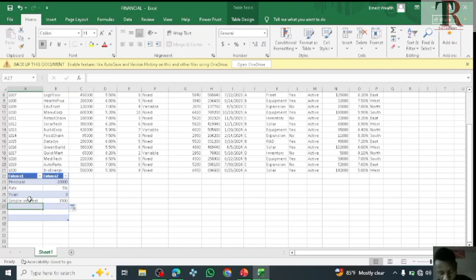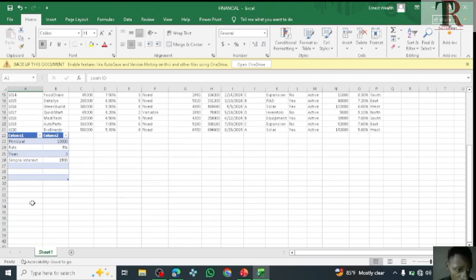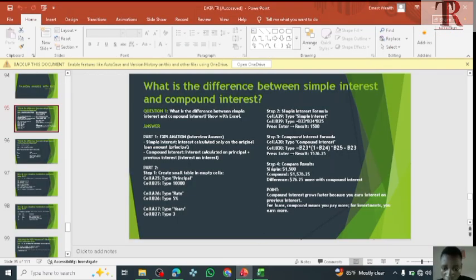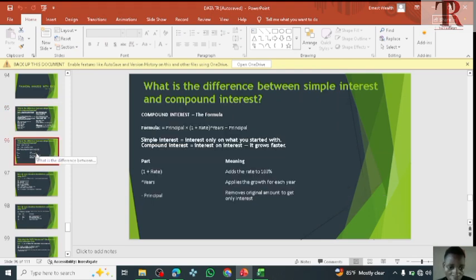Now for compound interest, we just do something different. For compound interest, there is a formula to calculate compound interest. Now before I calculate compound interest, let me show you the formula for it. Compound interest is interest on interest. It grows faster, while simple interest is interest on only what we started with.